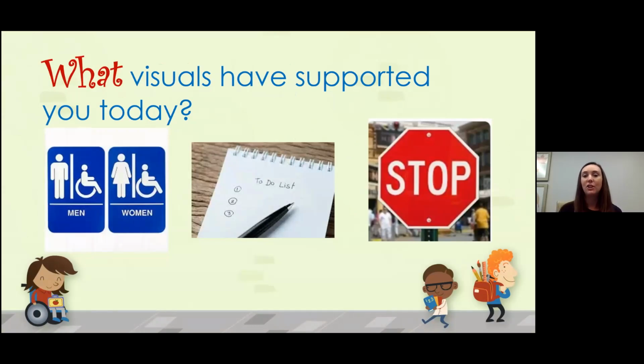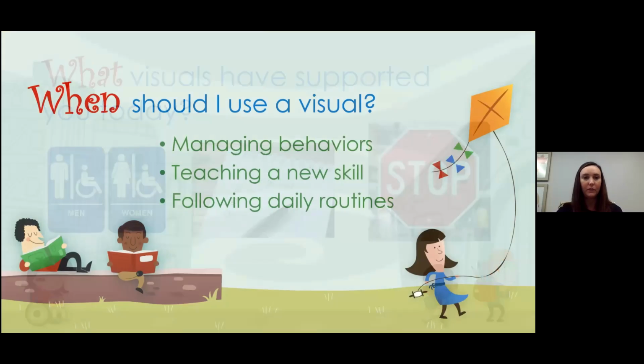Restroom signs, to-do list. That's one of my favorite visuals in my personal life, to make a visual or to-do list, and then I can mark off the things as I'm able to get those done. We also see lots of visuals in our community, stop signs and lots of safety signs all around. So we're supported by visuals all over, so it just makes sense that they will also support our children.